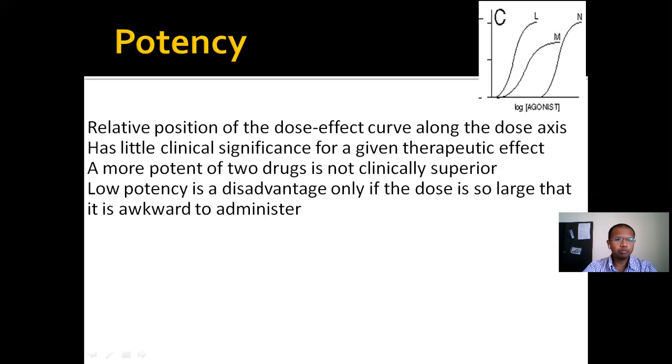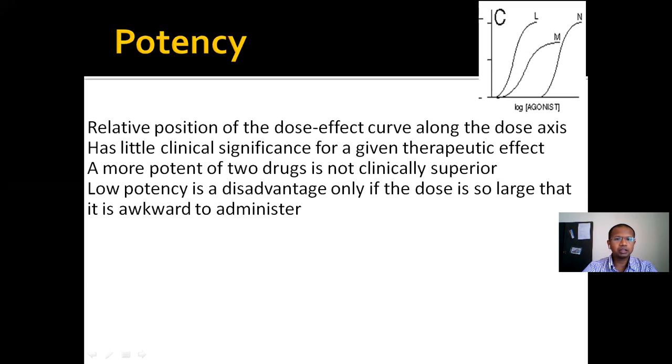Okay, so that's what we mean by the more potent of the two drugs not being clinically superior. Maybe the drug is effective, but we should also consider the cost of the product. Low potency is a disadvantage only if the dose is so large that it is awkward to administer.